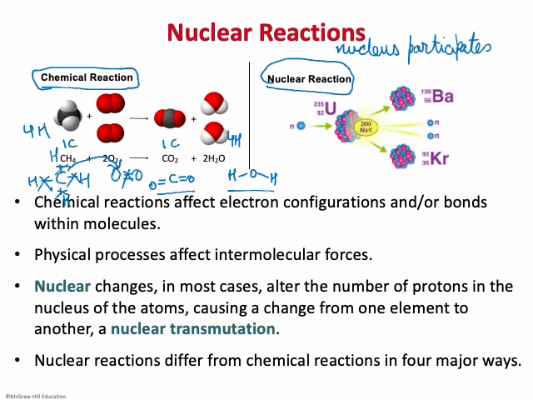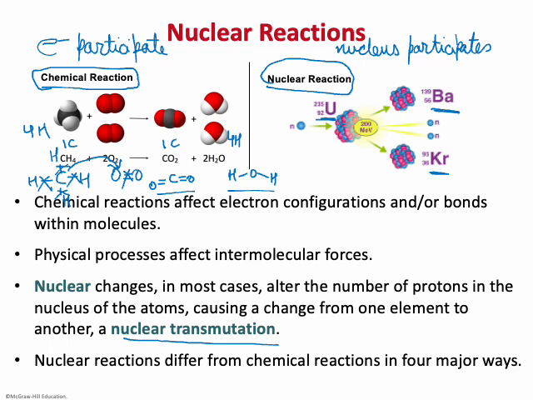In case of a chemical reaction, only electrons participate. The nucleus is never involved. Protons and neutrons are never involved. But in a nuclear reaction, protons and neutrons are involved. For example, here, uranium is changing to barium and krypton. The atom has changed its identity. That is called nuclear reaction or nuclear transmutation.